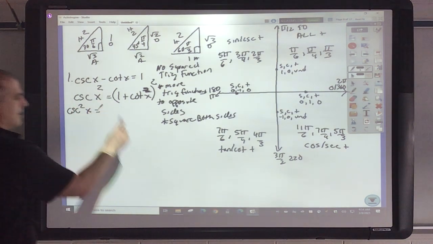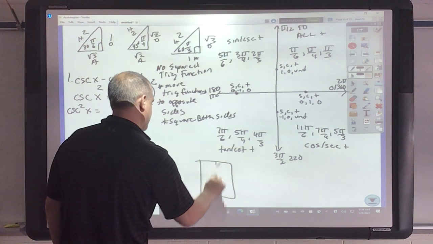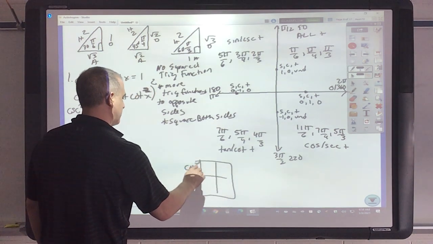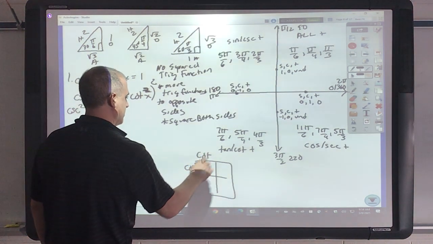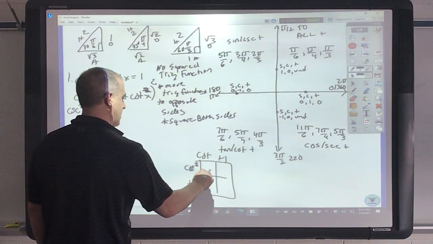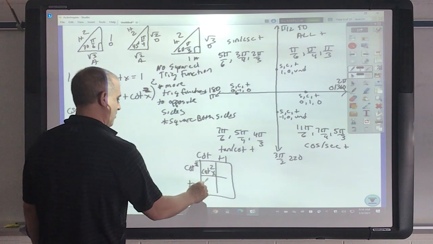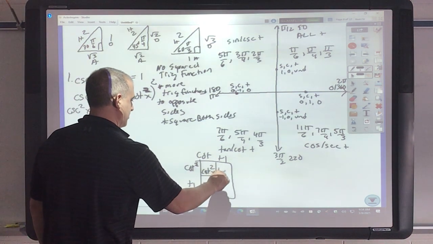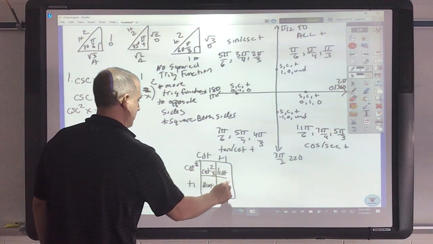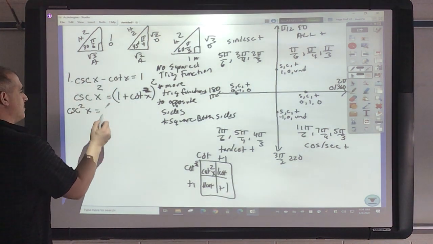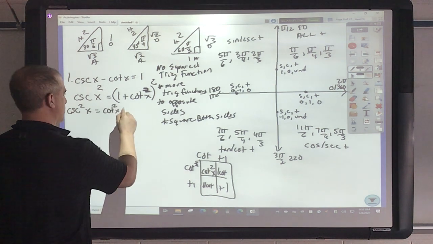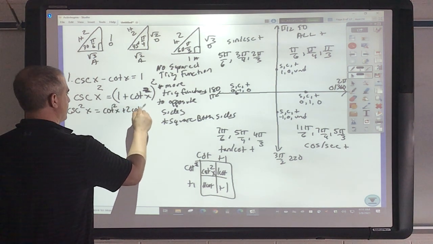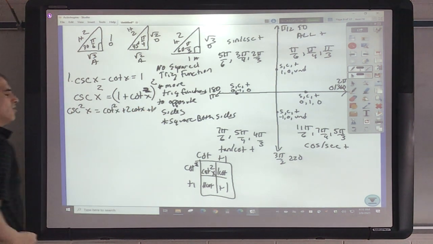This side right here, I could go ahead and apply that with the box: cotangent squared, 1, cotangent, 1. So cotangent plus 1, so that's going to be cotangent squared, 1 cotangent, and 1, okay? So this side's going to be cotangent squared x plus 2 cotangent of x plus 1.